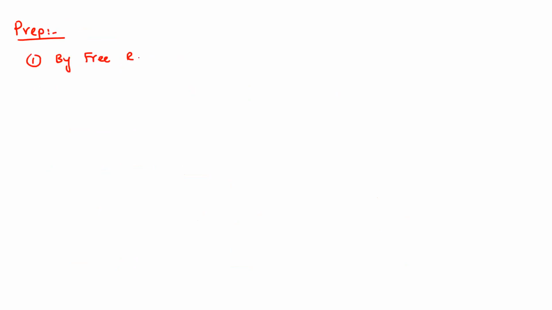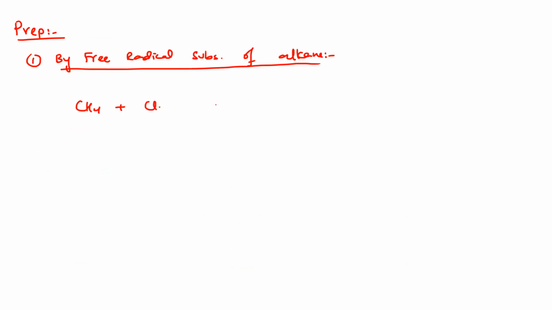Then, if we talk about preparation of alkyl halides, they are prepared first by free radical substitution of alkanes. We did that part, so we can skip it. For example, we have methane. It ends up with chloromethane and HCl in UV light. So that's basically an alkyl halide.